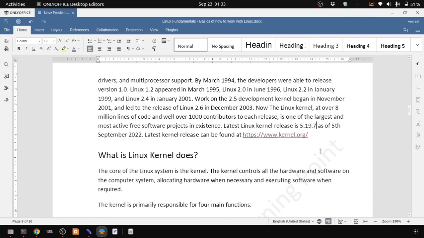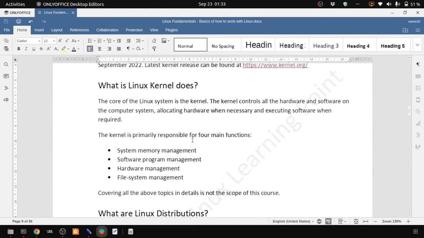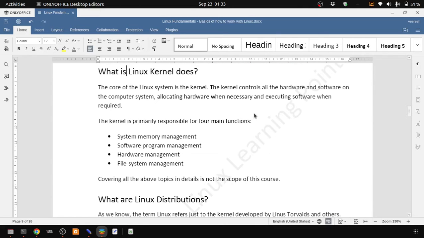and it is supported by, I think, a lot of enthusiasts, or I would say kernel developers and contributors, and it is a well-funded project now. Okay, so let's understand what the Linux kernel does. The core of the Linux system is the kernel, and some of the responsibilities that the Linux kernel takes care of, there are four main functions.